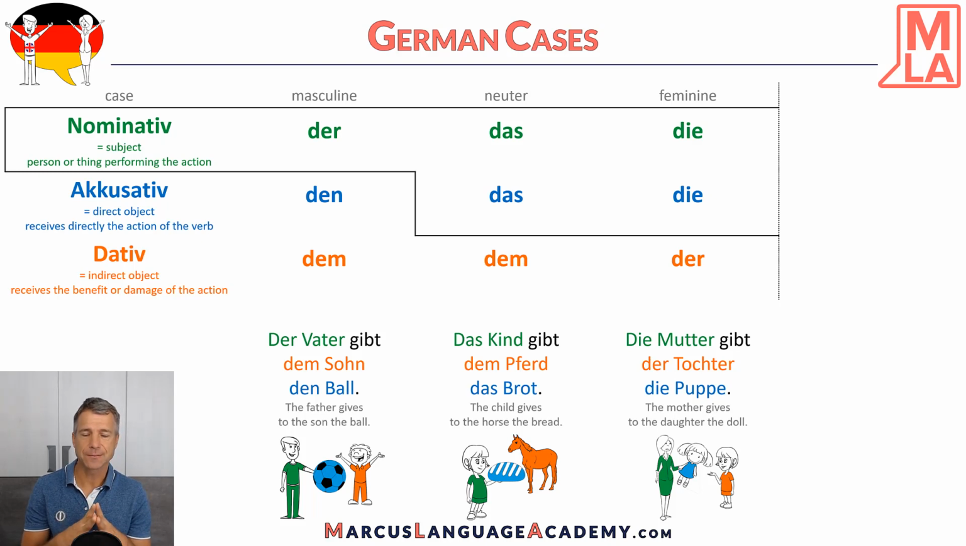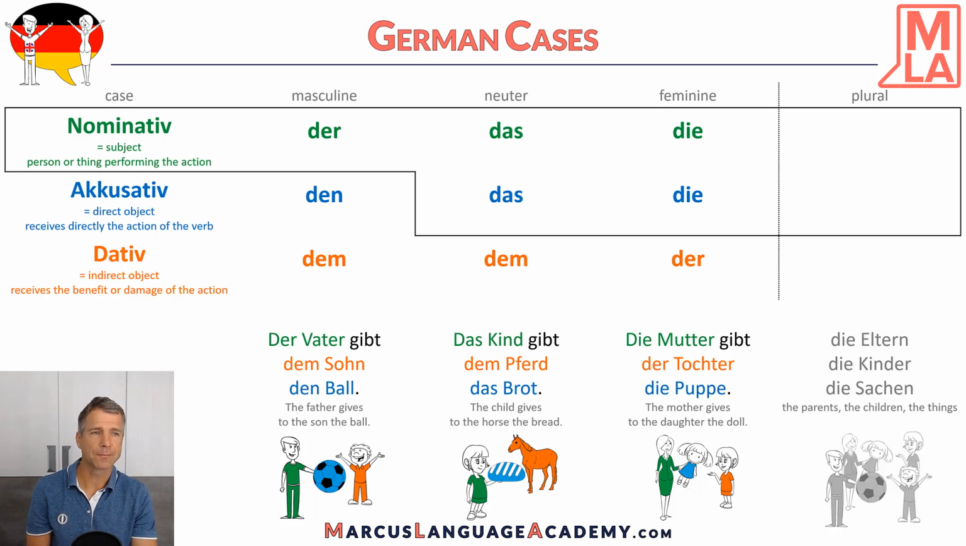Dem Pferd. No, das Kind gibt dem Pferd, so there's actually a change in dative. And the Pferd, the horse, actually has a benefit of the action because it receives the bread. So therefore it's dative. And das Brot, accusative, it stays das. No? And it's actually the direct object, and so it needs to be part of the action because the Kind gives the bread, so therefore it's a direct object.